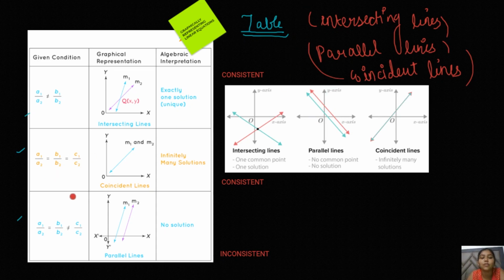Here I'll give you a very small intro about these lines. First, intersecting lines, as the name suggests, are lines which intersect at a particular point. This is the point where these two lines intersect, where they meet each other. Parallel lines are those lines which never meet each other. They are always at equal distance from each other.